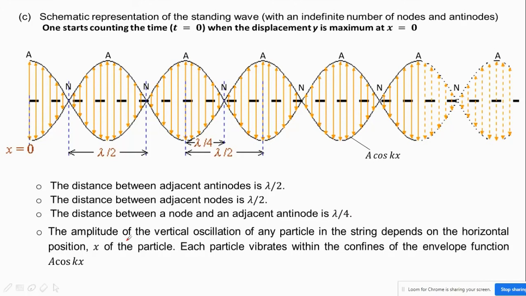Then the amplitude of the vertical oscillation of any particle in the string depends on the horizontal position x of the particle. Each particle vibrates within the confines of the envelope function a cos kx.